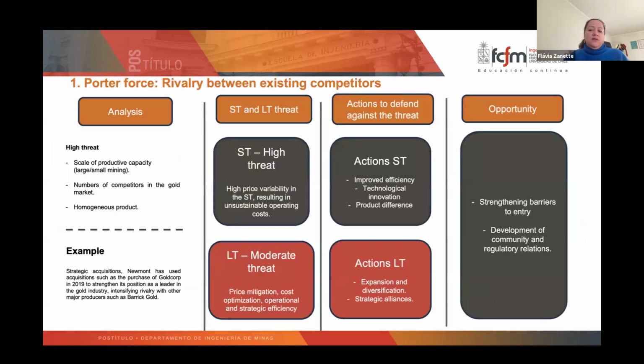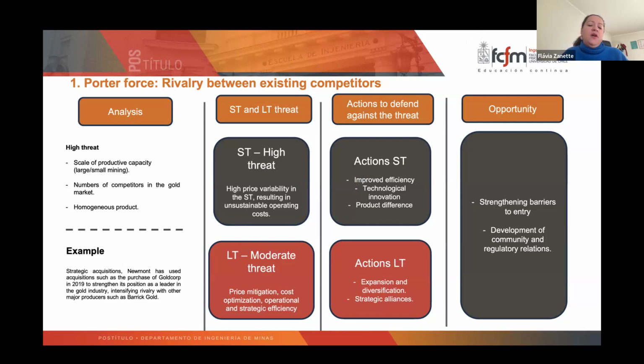And here we go to the center of the analysis. That is how we're going to explain, I would say, how we could understand, considering all the market analysis for gold, how it's driven by the five Porter forces. The first one here, I'm sorry, let's check. The first Porter force is rivalry between existing competitors.